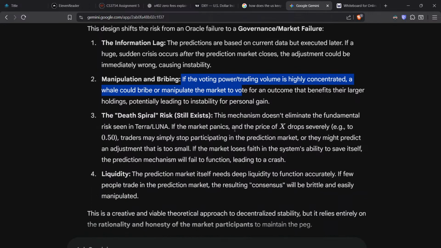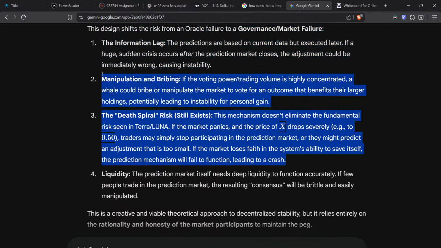If the market panics, the price drops severely. Traders might simply stop participating, and they might predict an adjustment that is too small. If the market loses faith in the system's ability to save itself, the prediction mechanism will fail to function, leading to a crash. Okay.